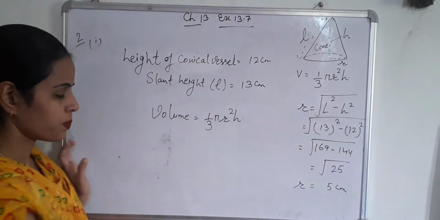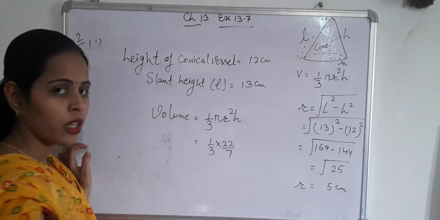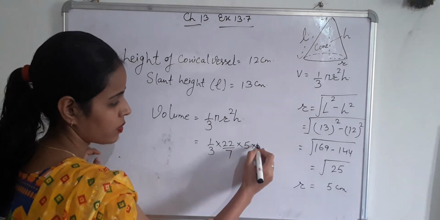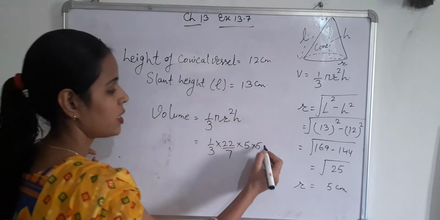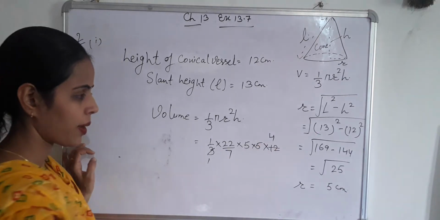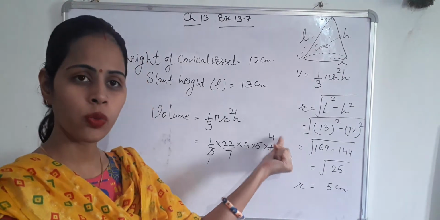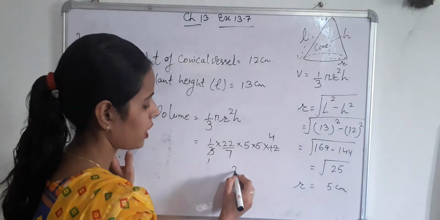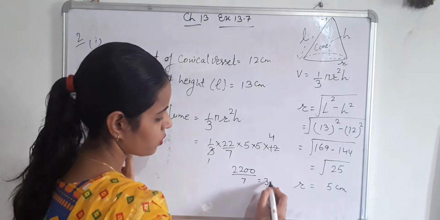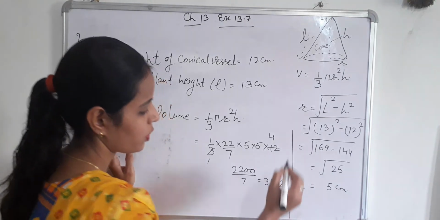Now find volume. 1 upon 3 pi is 22 by 7, R square. R is 5. Square of 5 is 5 into 5. H is 12. 3 1 3, 3 4, 12. 5 5, 25. 25 into 4, 100. 100 into 22, 2200 upon 7. This will be equal to 314.28 centimeter cube.